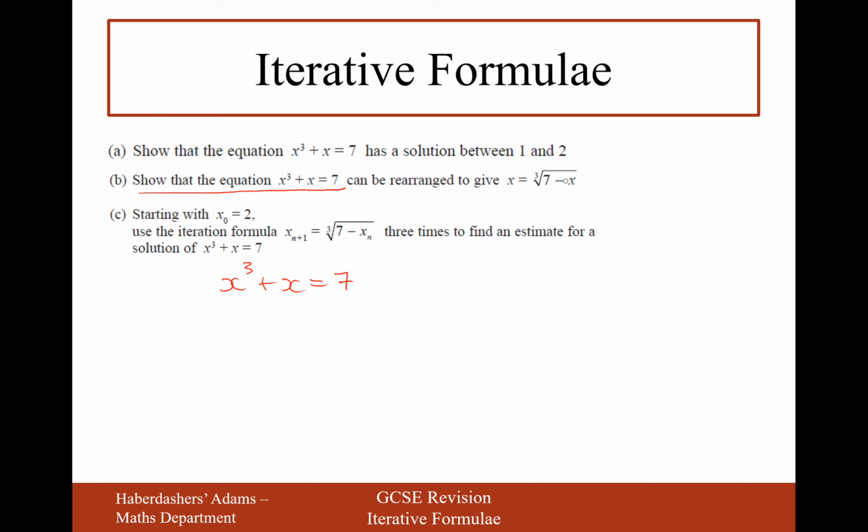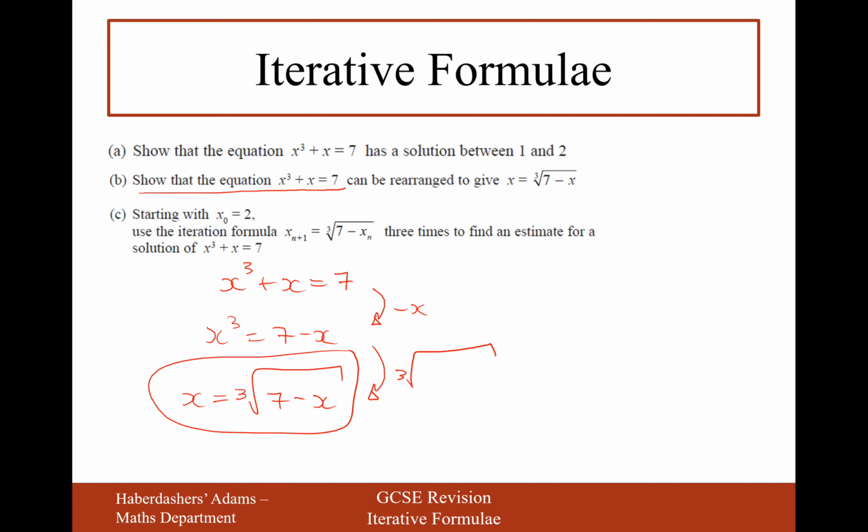It looks like the x gets moved onto the other side, and then we cube root. So let's take away x from both sides. That would be x cubed equals 7 minus x. That's looking more like what we want to turn it into. And the next step will be to cube root. So it's going to be x equals the cube root of 7 minus x. And there we are, we've done part B.